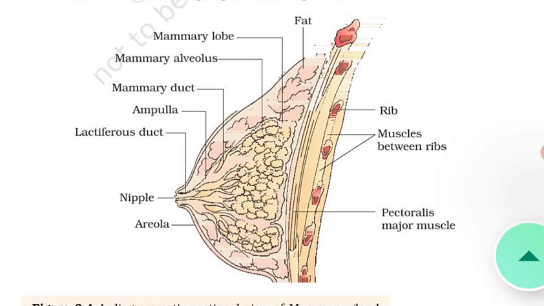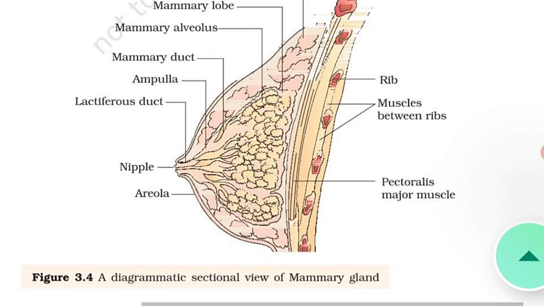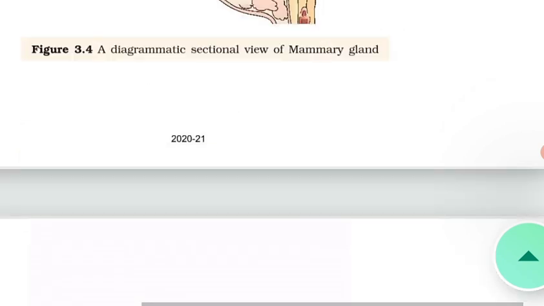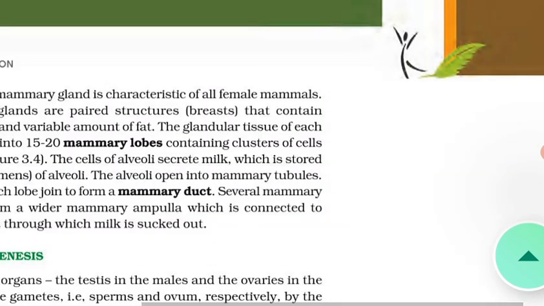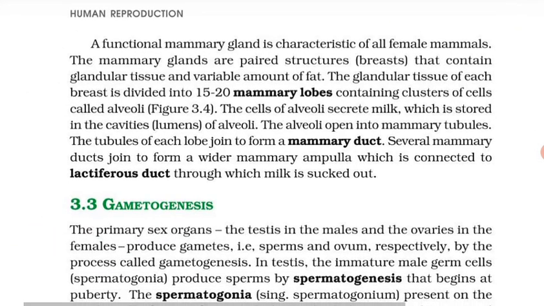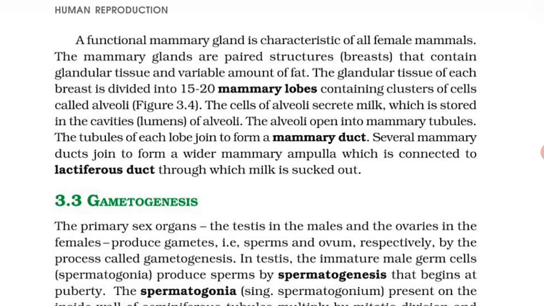So the next paragraph is: A functional mammary gland is characteristic of all female mammals. The mammary glands are paired structures, that is breasts, that contain glandular tissue and variable amounts of fat. The glandular tissue of each breast is divided into 15 to 20 mammary lobes containing clusters of cells called alveoli. The cells of the alveoli secrete milk, which is stored in the cavity, that is lumens of alveoli.